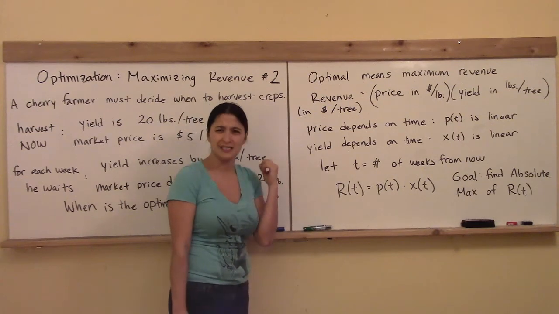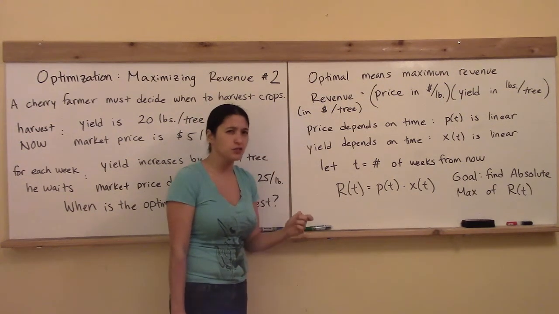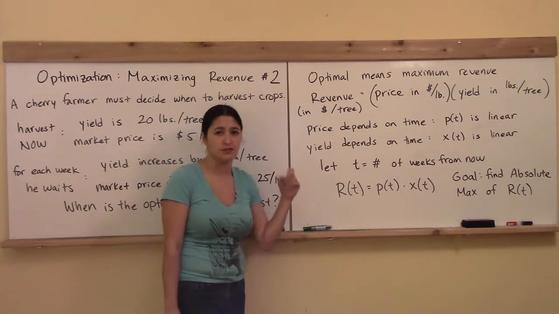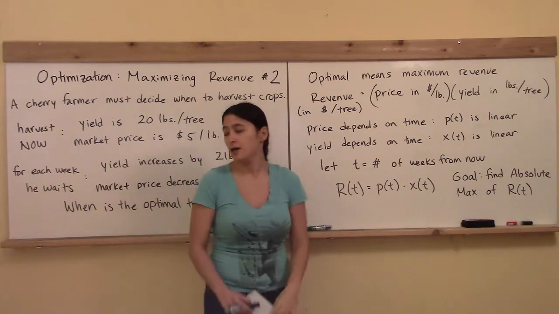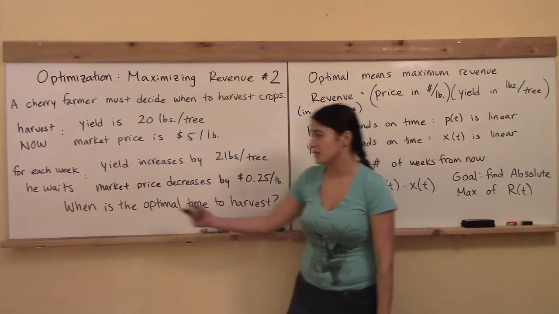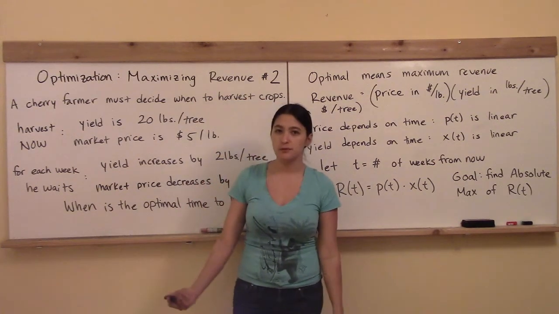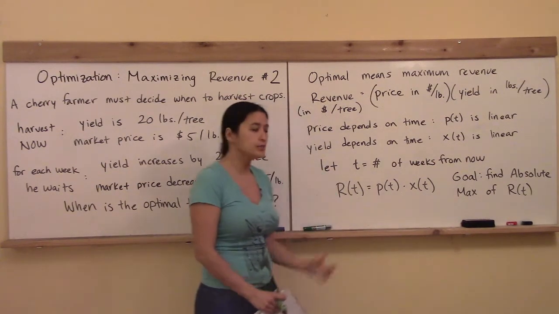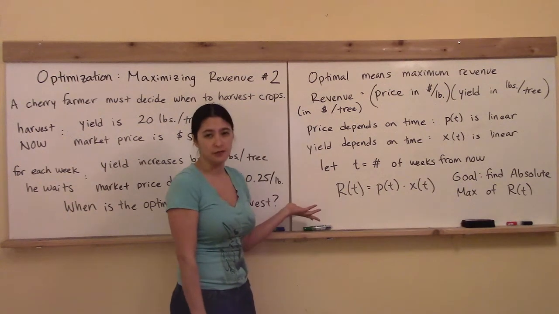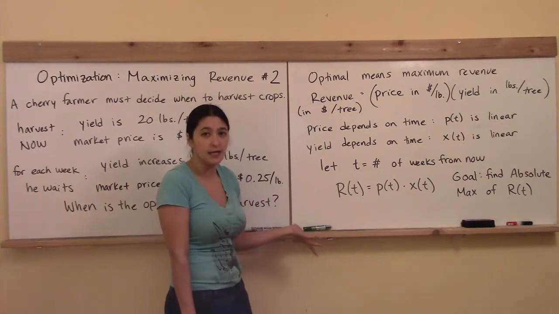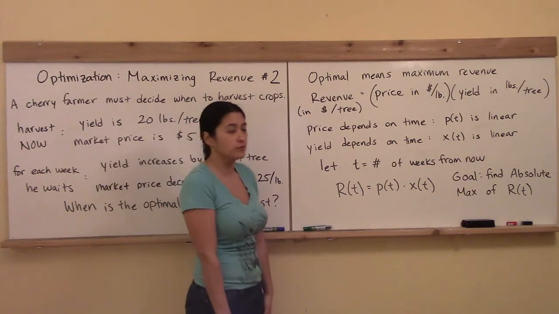But what really is it a function of? Usually we have our total revenue as a function of the number of items or something like that. But here you can see the question is a question of time. When is the optimal time? So I must pose this as my revenue being a function of time. It depends on when I pick it to tell me how much money I'm going to get off each tree.